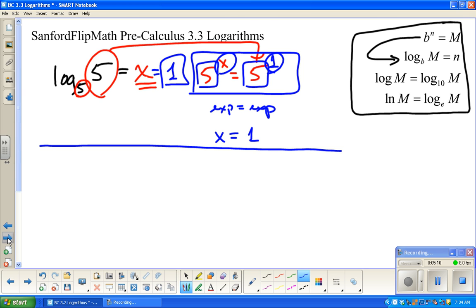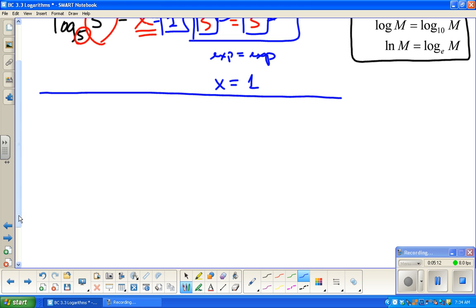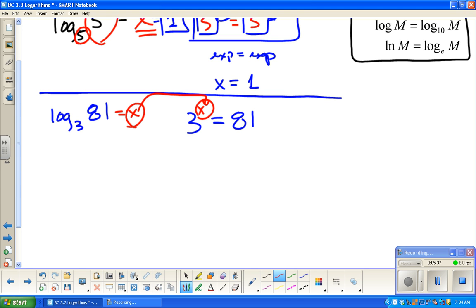So for instance, let's do log base 3 of 81. Again, the thought process here is that I'm going to make that equal to some number. And then 3 to that number has to equal 81. Again, the idea here is, and you're going to hear me say this a lot, the log is the exponent, so it's got to go up there. So 3 to what power is 81?